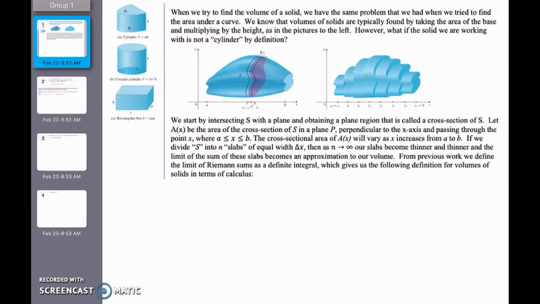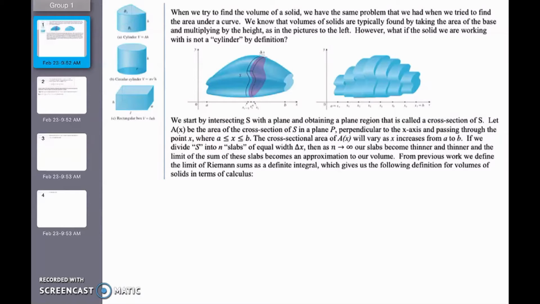But then when we look in the main body of the notes here, what if we're trying to find a volume of a solid where the height is changing at any given time because of the nature of the shape? When we try to find the volume of the solid, we have the same problem that we had when we tried to find the area under a curve. We know volumes of solids are typically found by area of the base times the height, just like I discussed. But what if the solid we're working with is not a cylinder by definition?